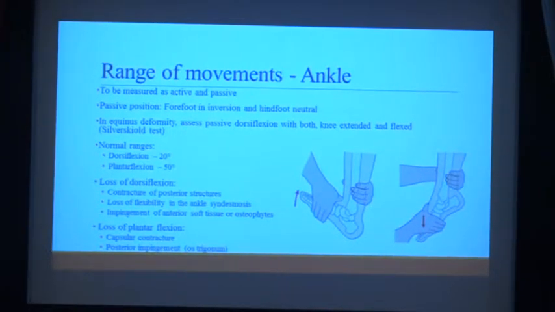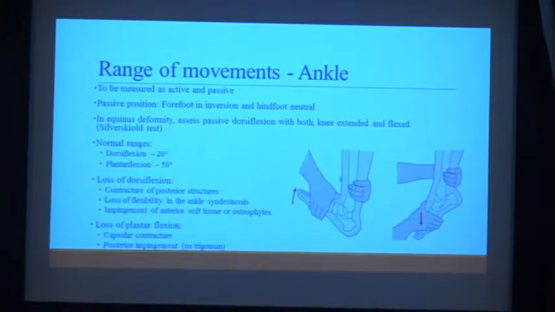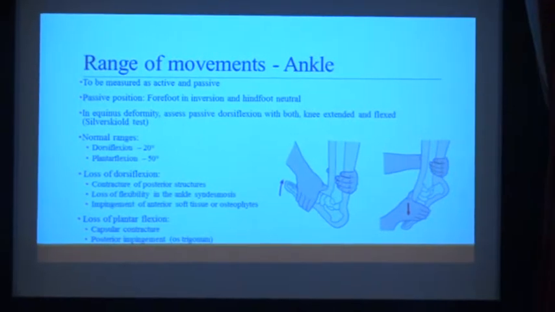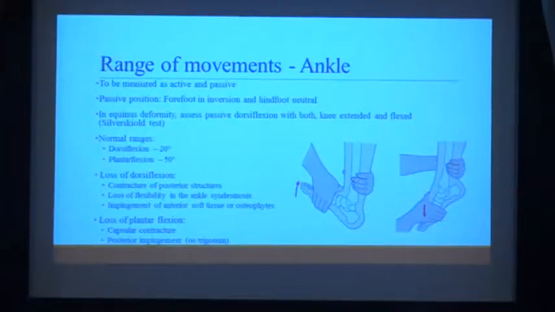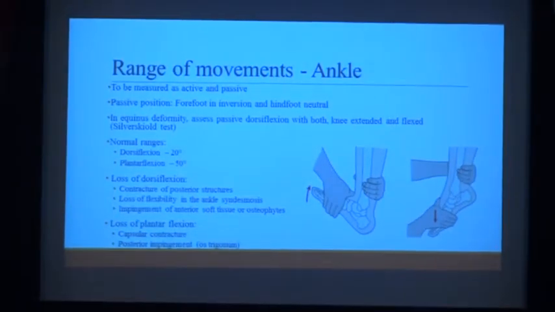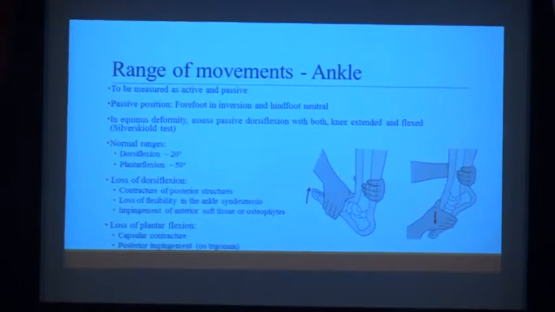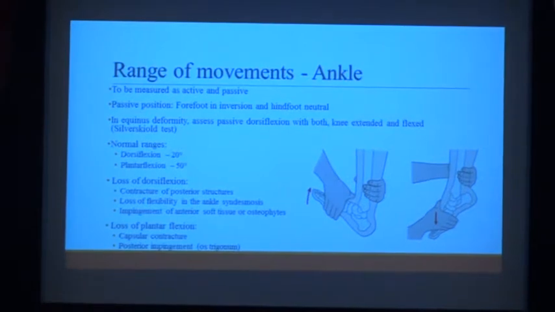The range of movements of the ankle have to be measured both as active and passive. Forefoot passive position with the forefoot in inversion and the hindfoot neutral. So you have to check the range of movements. If an equinus deformity, assess the passive dorsiflexion with both knee flexed and extended, which is the Silfverskiöld test.